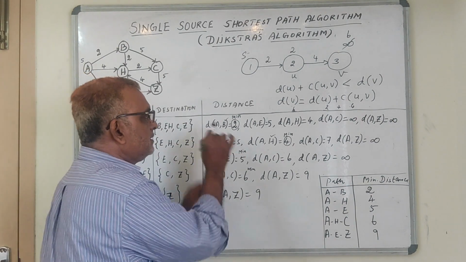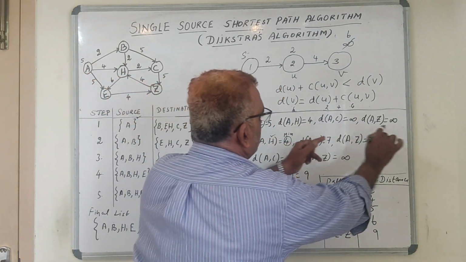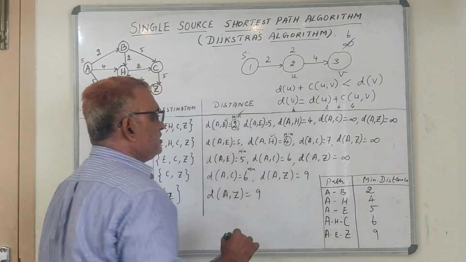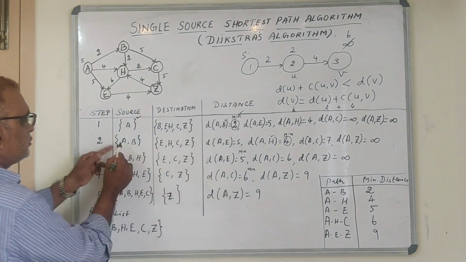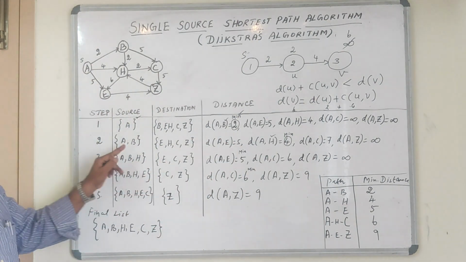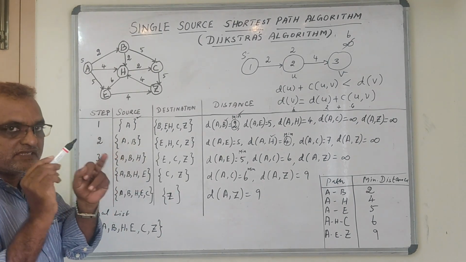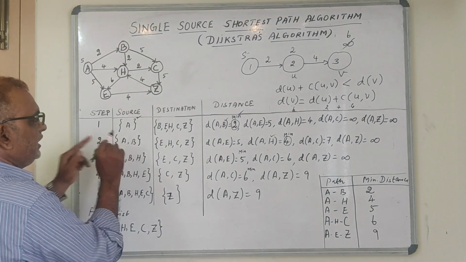Now we have to consider the minimum cost. As I said, we have to consider the minimum. You compare all these values, and 2 is the minimum. So its corresponding node, B, should be included in the source list. Now our source list is updated. This technique is called relaxation. So this node is included here.